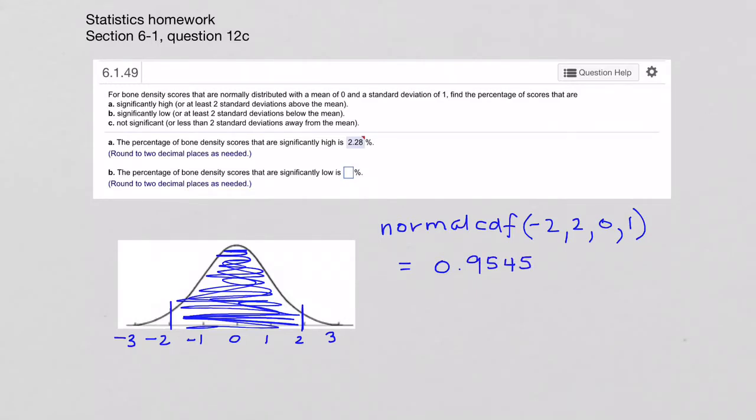0.9545. Remember, the empirical rule said that roughly 95% of scores fall between -2 and +2 standard deviations. So that's where that actually comes from. So it's the same 95%. It's a scooch off, they just don't go out that many decimal places. So that is how you do those problems.